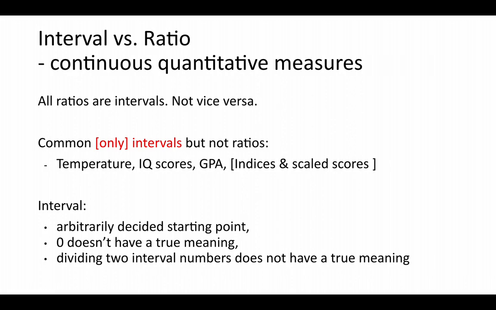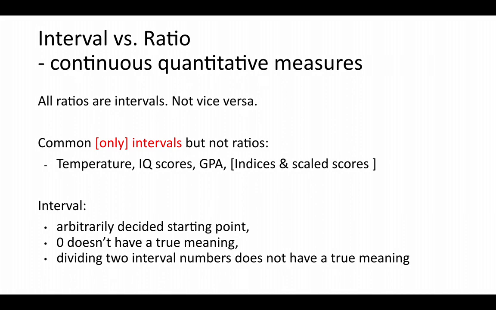First, the starting point is arbitrarily decided. For instance, GPA. No matter how badly you performed in the exam, the starting point of GPA is actually not 0. If this is a 1 to 4 scale, you at least get something. If you have a 0 GPA, it's not possible in this case.